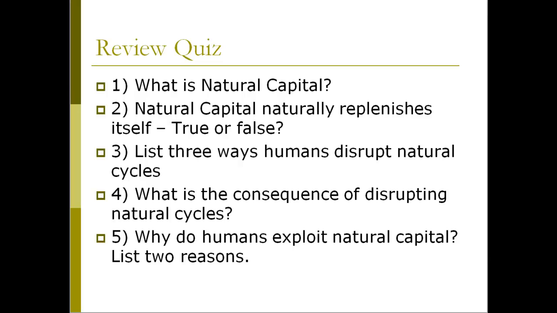List 3 ways humans disrupt natural cycles. So you have to think about that one. I did not necessarily list 3 specific things, but if you understand what a natural cycle is, then you should be able to give 3 ways that we disrupt them from your everyday experiences. What are the consequences of disrupting natural cycles for humans or for animals, either one? And why do we exploit natural capital? Give 2 reasons. So why do we use the natural resources?